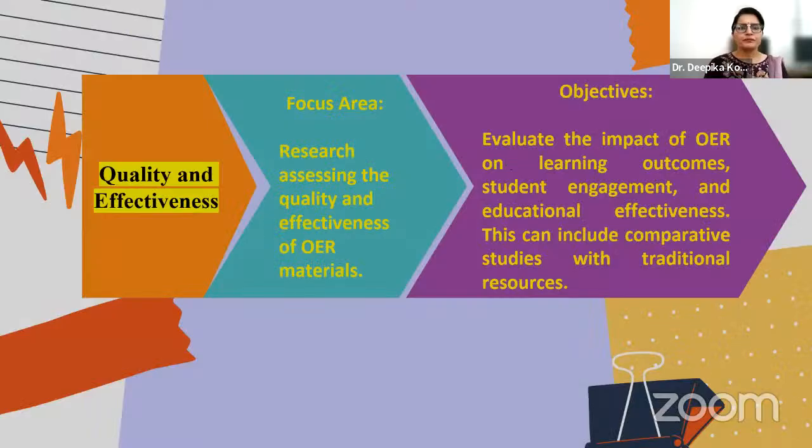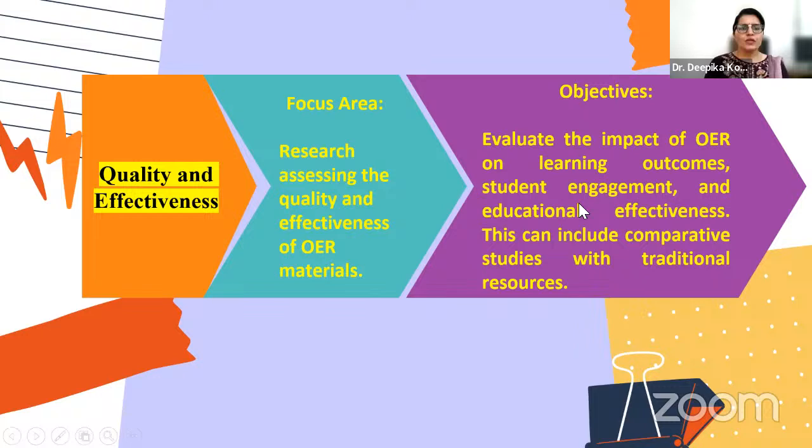So if I talk about the quality and effectiveness of OERs, right, if you want to judge the quality of OER, because you are a researcher, you want to do research on the quality of OERs which are already available. Here the focus area would be research which assesses the quality and effectiveness of OER material. In this case, your objective would be to evaluate the impact of OER on learning outcomes, student engagement, and educational effectiveness. And this can include comparative studies with traditional resources, right? So what you can do is comparative analysis.